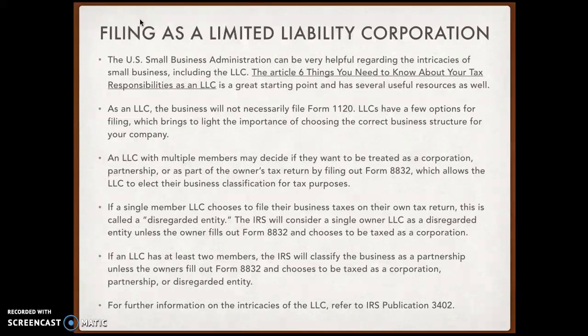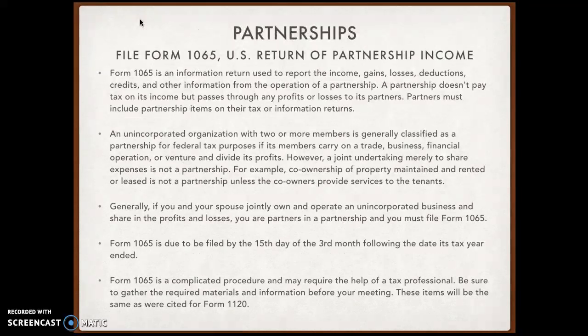If an LLC has at least 2 members, the IRS will classify the business as a partnership unless the owners fill out the Form 8832 and choose to be taxed as a corporation, partnership, or disregarded entity. For further information on the intricacies of the LLC, refer to IRS Publication 3402.